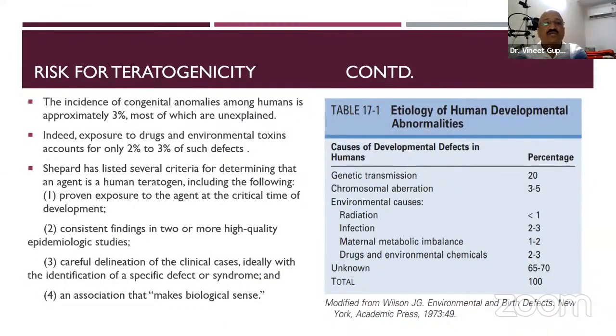Then the incidence of congenital anomalies among humans is approximately 3%, most of which are unexplained. And out of that, only 2 to 3% are due to drugs and environmental chemicals. Indeed, Shepard has listed several criteria for determining that an agent is a human teratogen, including the following. Only these criteria will tell us whether a particular drug is a teratogen or not.